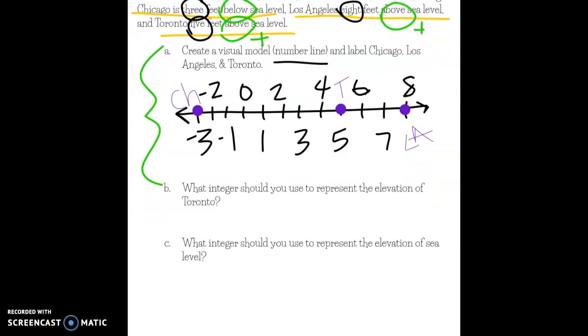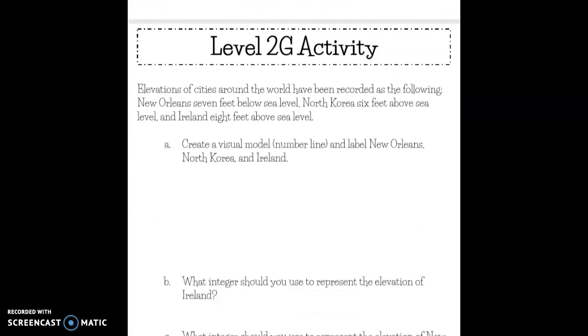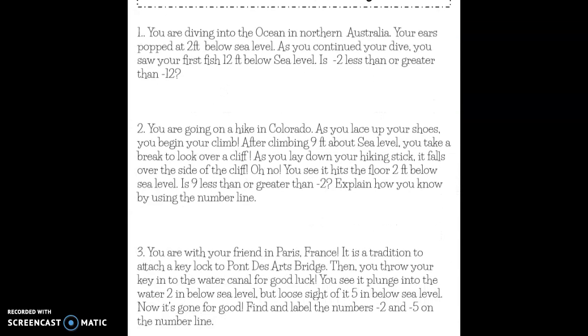The last piece of this problem is just asking me what I used for my numbers. So looking here, what integer was used to represent the elevation of Toronto? Toronto was 5 feet above sea level, so it was positive 5. What integer was used to represent sea level? Sea level is just 0. You're going to complete the next few problems using your same information. Feel free to look back at your notes and you'll be awesome.